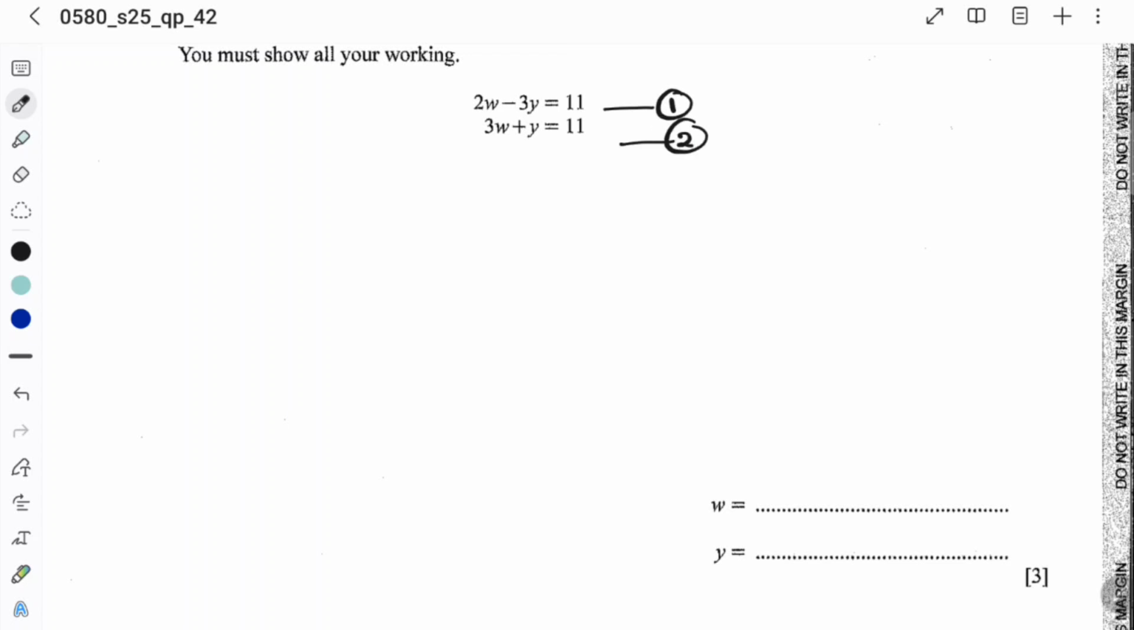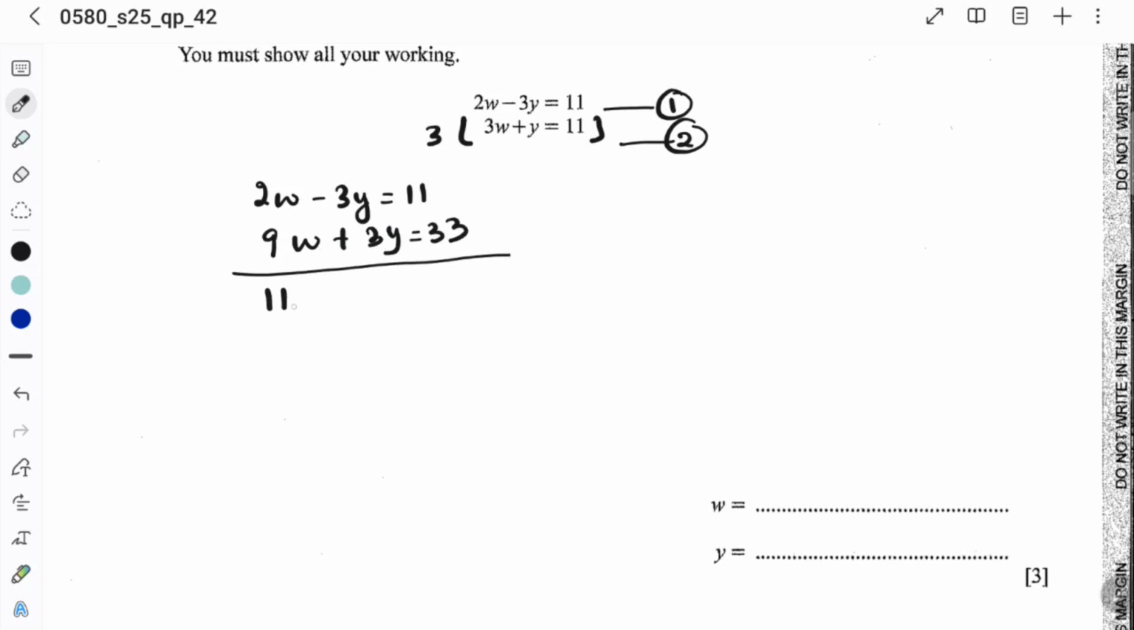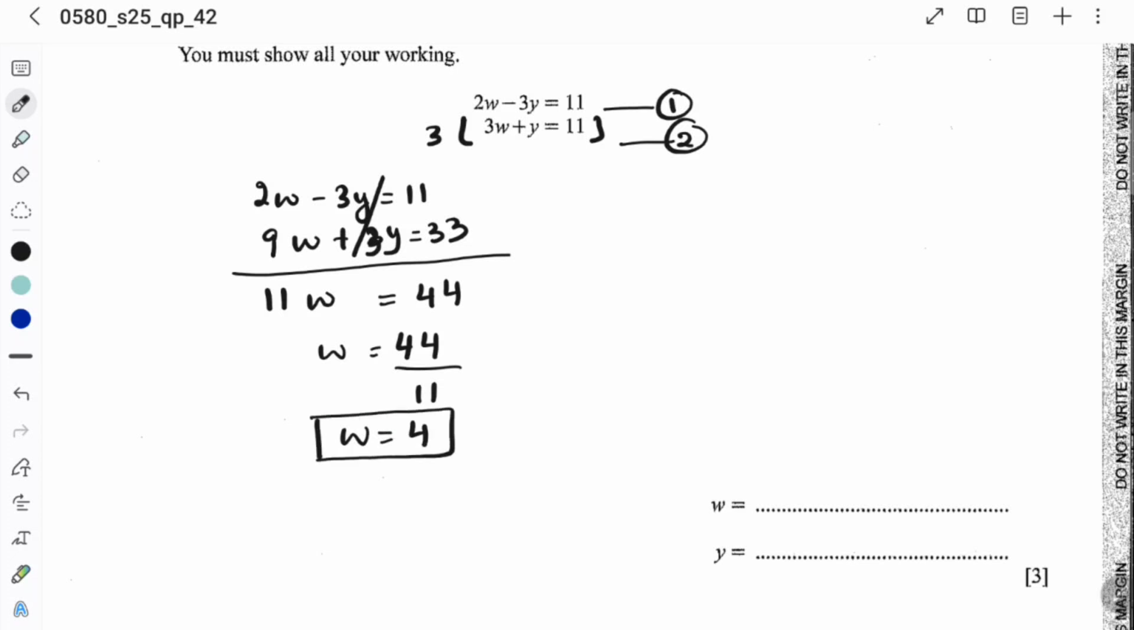Alright, so for the second question, if I eliminate y, I'll have to multiply the whole equation by 3. This equation I'll multiply by 3 to cancel y, to eliminate y. So 2w minus 3y equals 11 and 9w plus 3y equals 33. I'll add both of them, then 2 and 9 will become 11w, and plus 3y and minus 3y will become 0, and 11 plus 33 equals 44, and w equals 44 over 11, that is equals to only 4.